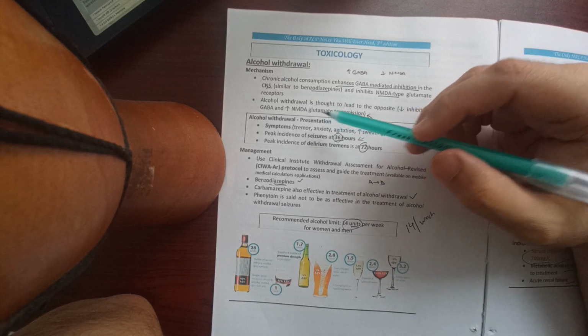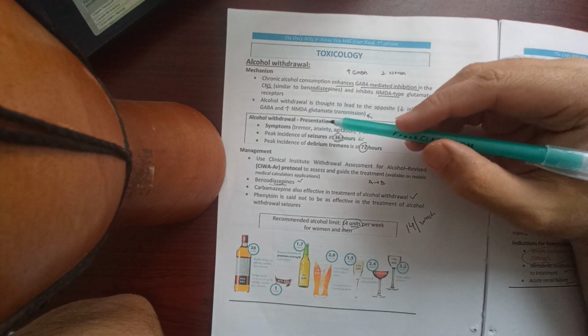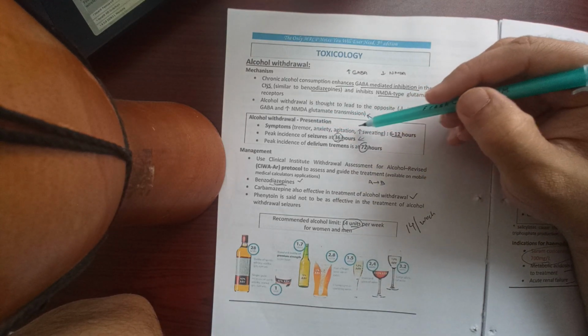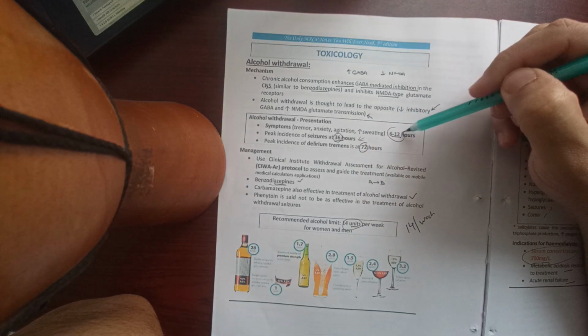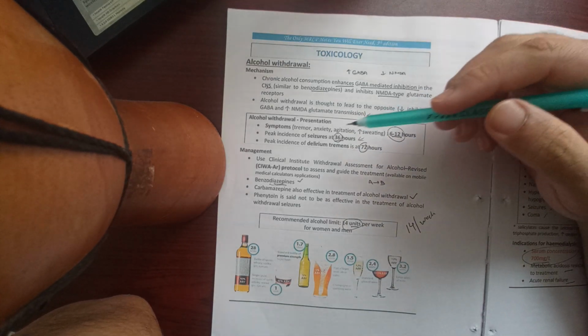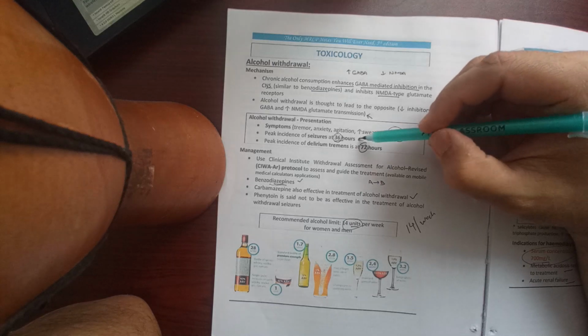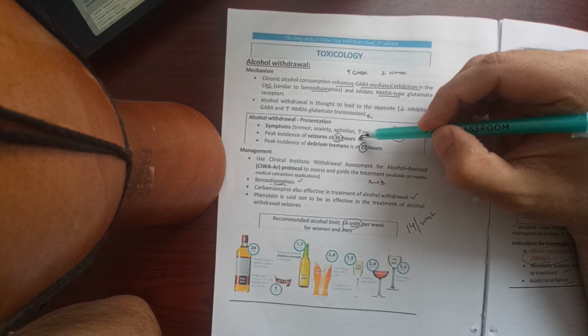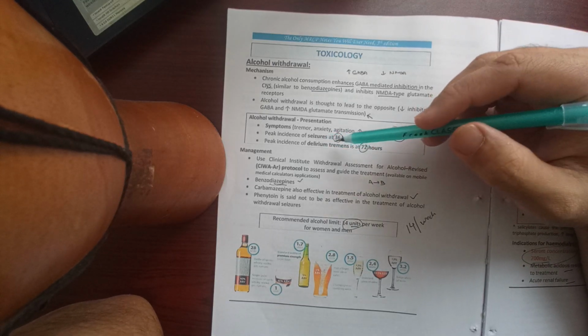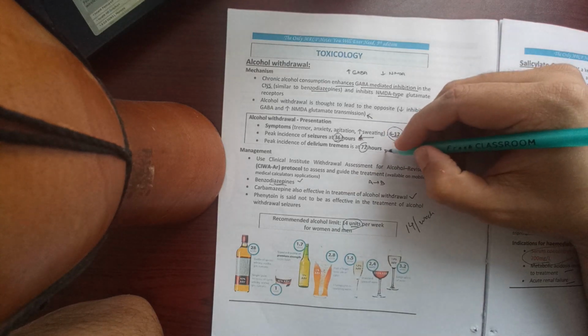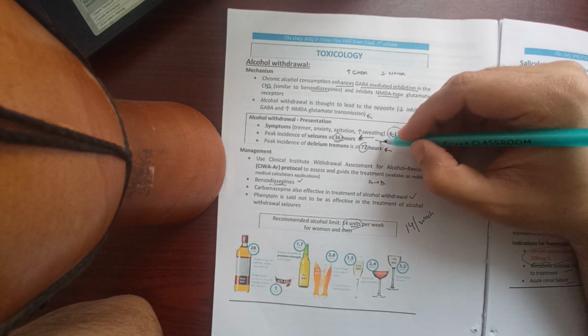So the presentation would be symptoms: tremor, anxiety, agitation, and sweating. That's for 6 to 12 hours of withdrawal. Peak incidence of seizure at 36 hours, not at the onset. Peak incidence of delirium tremens is at 72 hours. So this is the one you have to check out for.